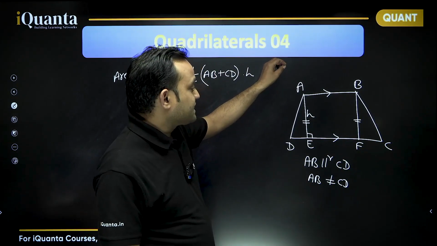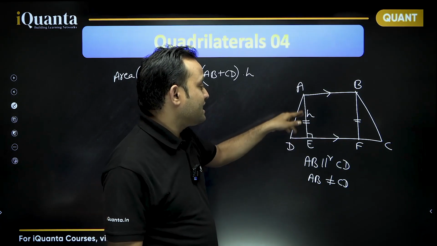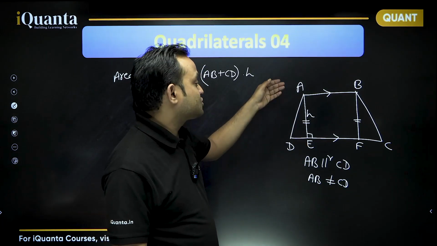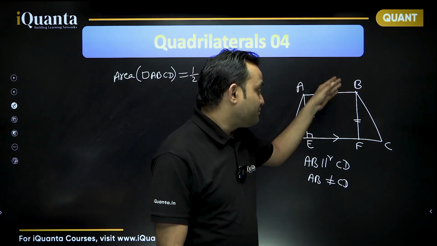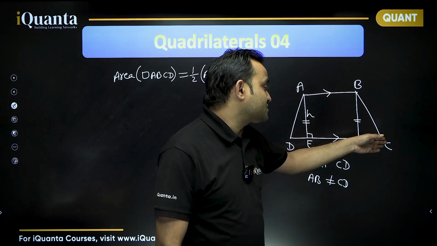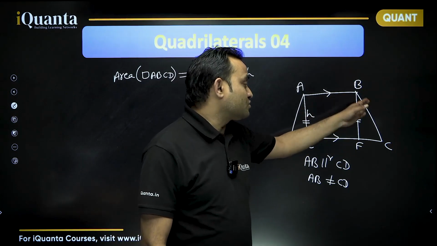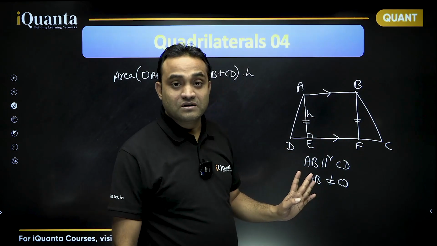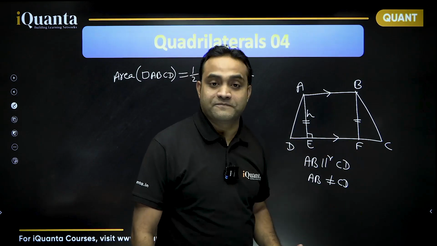And using Pythagoras theorem, in triangle ADE, I can find AE as the square root of AD square minus DE square. In triangle BFC, I can find BF as the square root of BC square minus FC square. From there, you can find out the length of DE or FC.